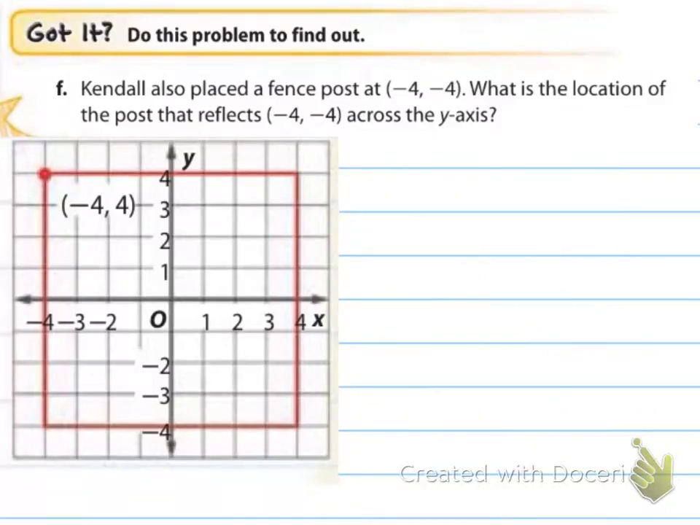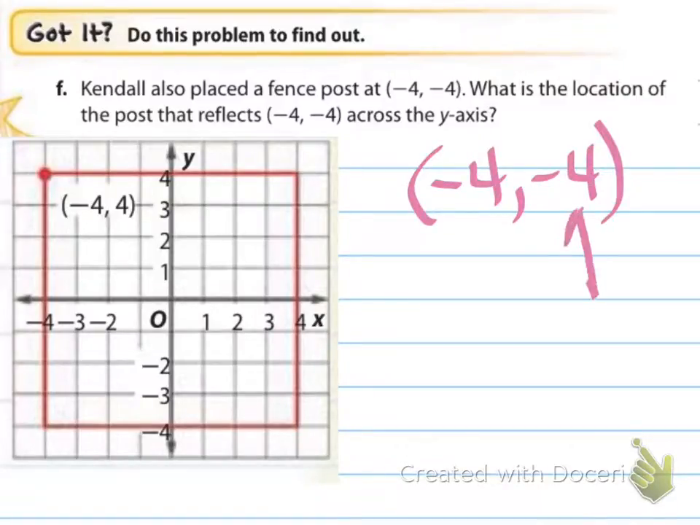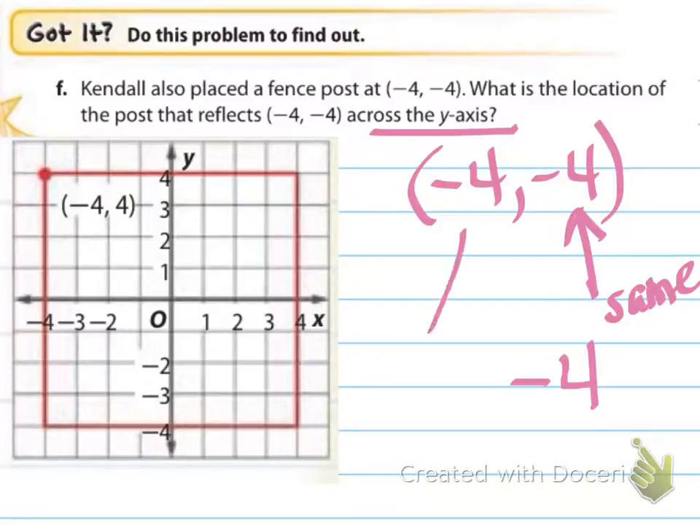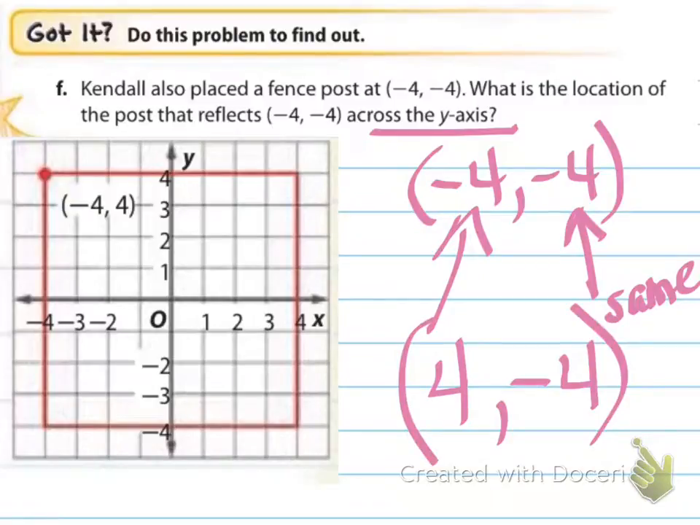All right, so we're going to look at example F. Kendall also placed a fence post at (-4, -4). What is the location of the post that reflects (-4, -4) across the y-axis? So again, I can write this, (-4, -4). My y is going to stay the same because it's reflected across the y-axis. And then I'm going to do the opposite, and so I get (4, -4) as the answer.